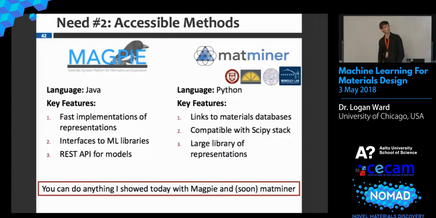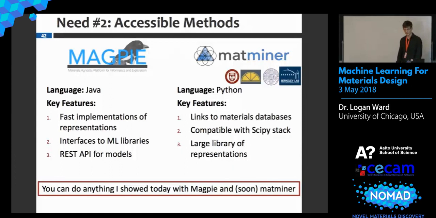The first of which, Magpie, is a Java library I built as a PhD student. It contains all of the representation methods I discussed earlier, as well as linkages to machine learning libraries and a REST API for building websites on top of these models, to really help make it easier for other people to build. More recently, I've been working with groups at Lawrence Berkeley National Lab to construct a Python library called MapMiner that possesses a lot of these same functionalities, but is closely integrated with the SciPy tools and many of the other machine learning libraries that have become popular in the community.